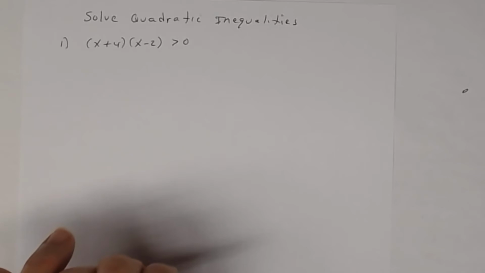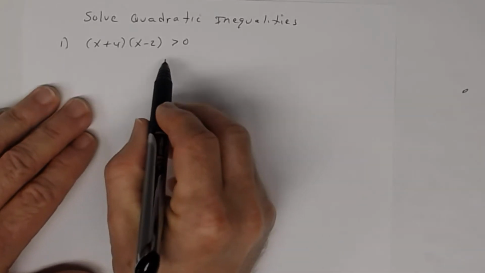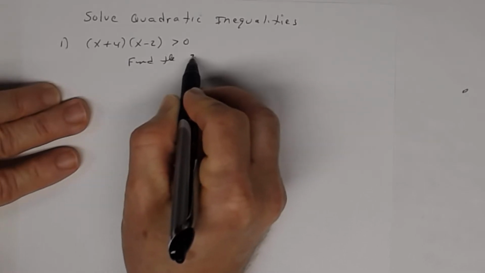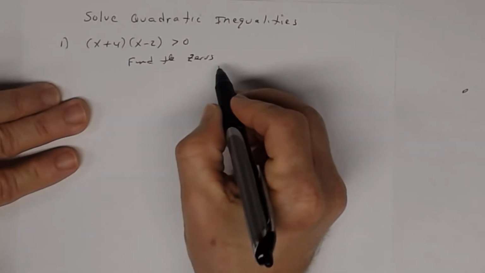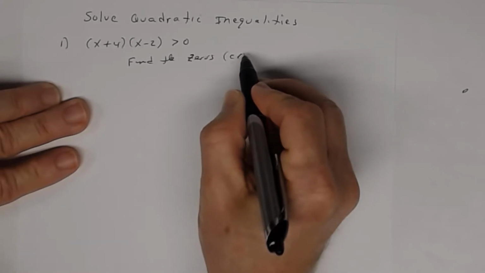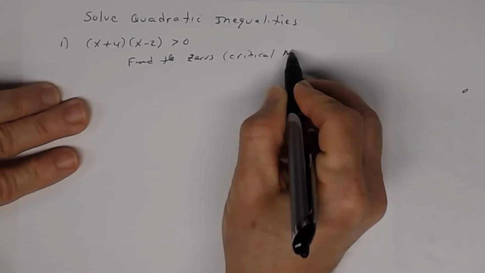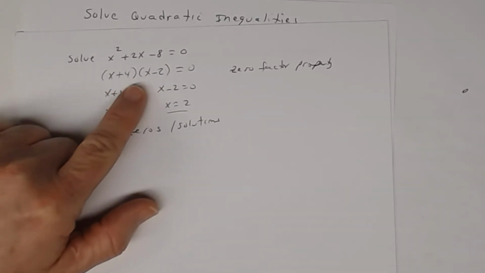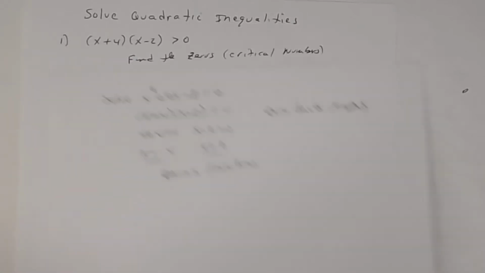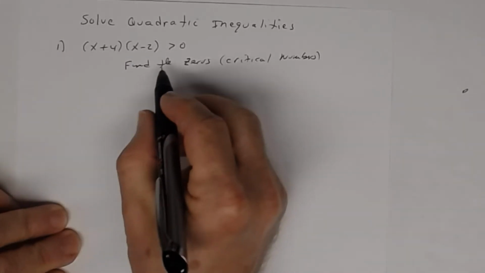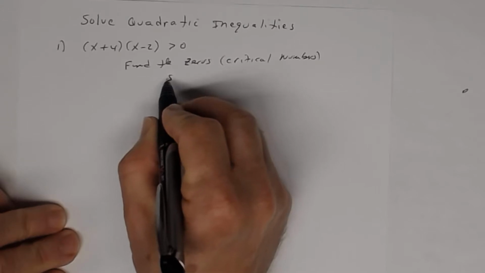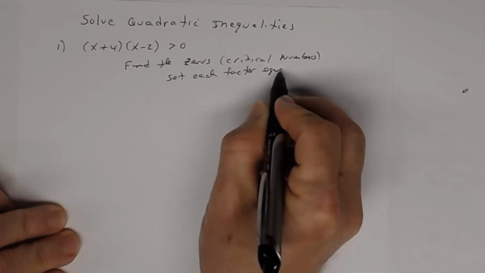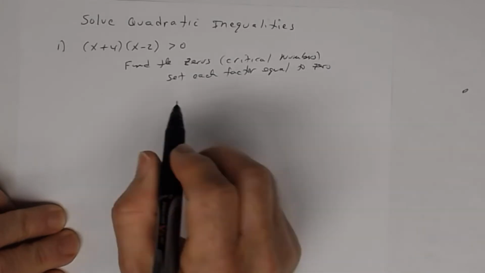Okay? But let's talk about number 2. Well, how do we find those zeros? The next step is to find the zeros, or remember, sometimes called critical numbers. To find the zeros, you're going to do it just like you did these. You're going to set each factor equal to 0, and you're going to solve the equation.